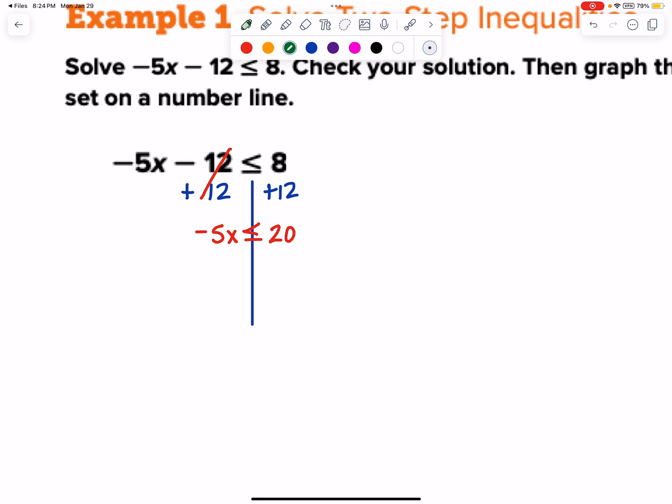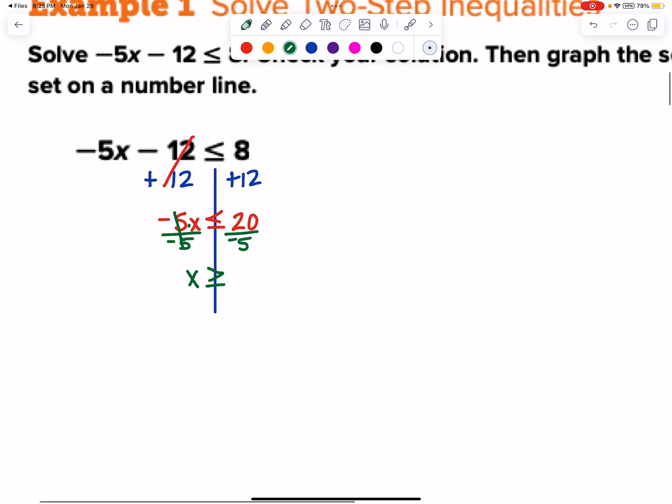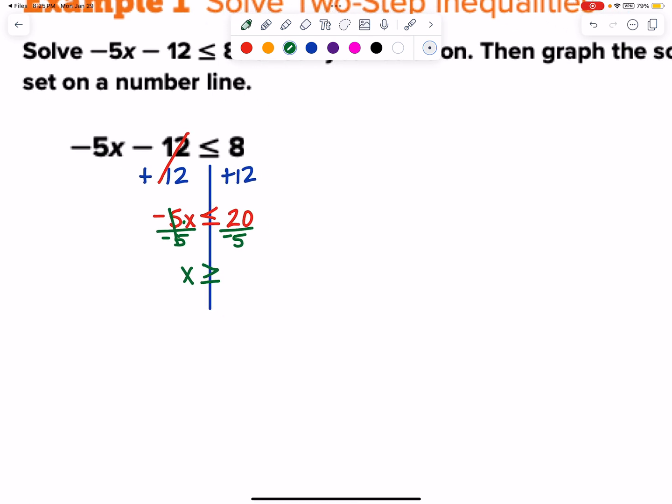Only if you multiply or divide by a negative. So now we're at this point where we need to isolate the variable. So we're going to divide by negative 5. When you multiply or divide by a negative, you must change the sign. So there we go. We're changing the sign right away. And we have x is greater than or equal to 20 divided by 5, which is 4, but it's positive divided by negative, so we have a negative.